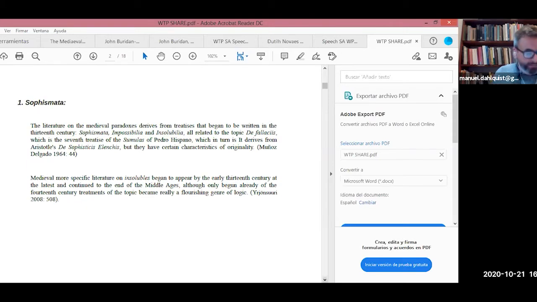Well, Sophismata. I will begin with these two slides about the origin and age of the insolubles paradox in the Middle Ages. As you can see, these two texts make two things clear. A, the paradox began to be interesting in the 13th century. B, that their origin is diverse. C, that they reached their golden age in the 14th century.